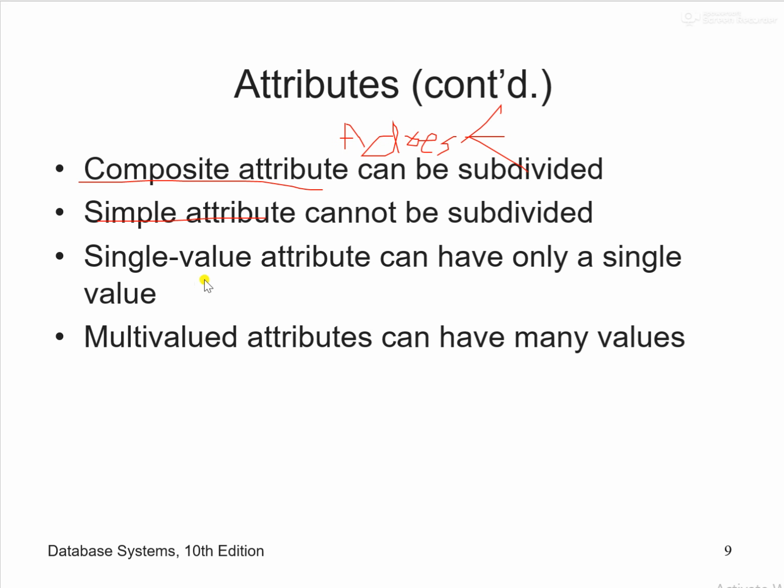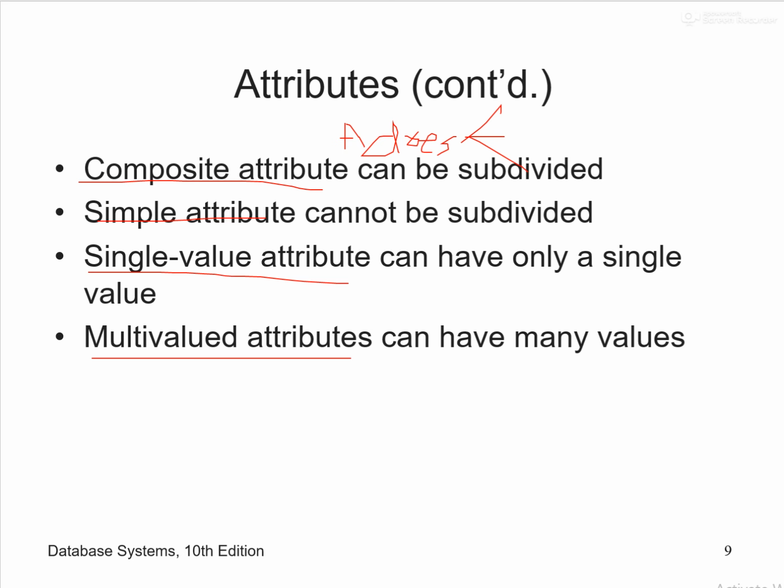Then we have single value attribute and multi-valued attribute. A single value attribute can have a single value and a multi-valued attribute can have many values. An example of a single value attribute is a civil ID number. No one can have more than one civil ID number. That is a single value attribute.